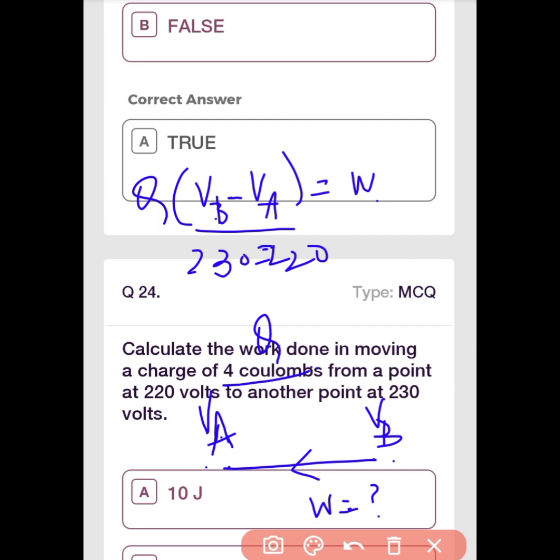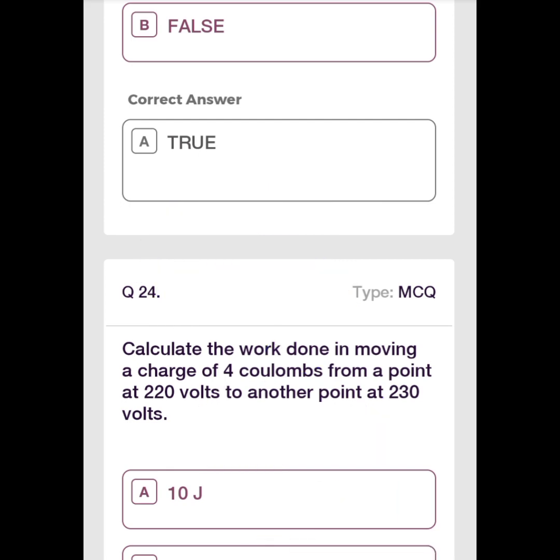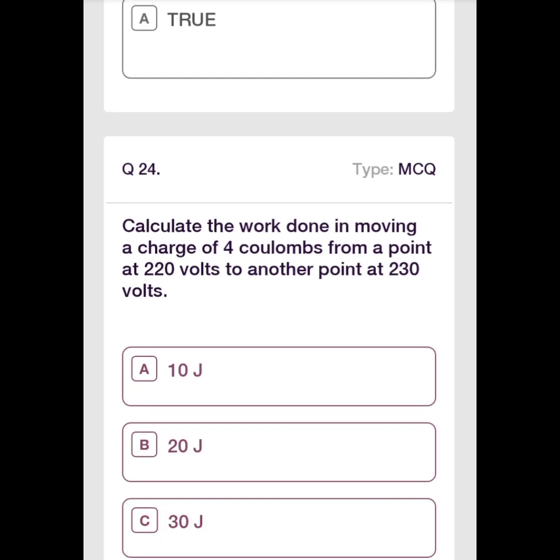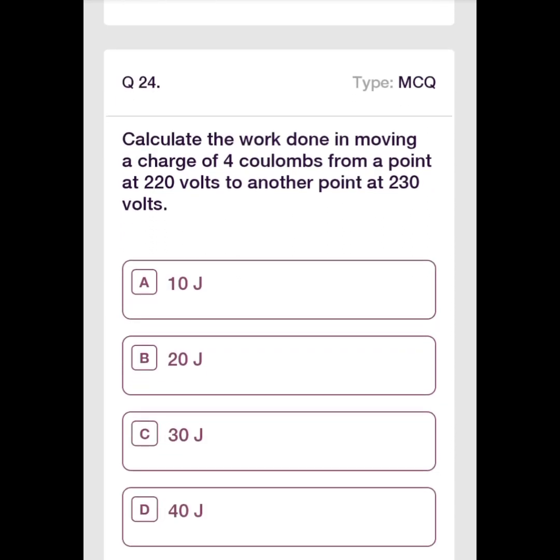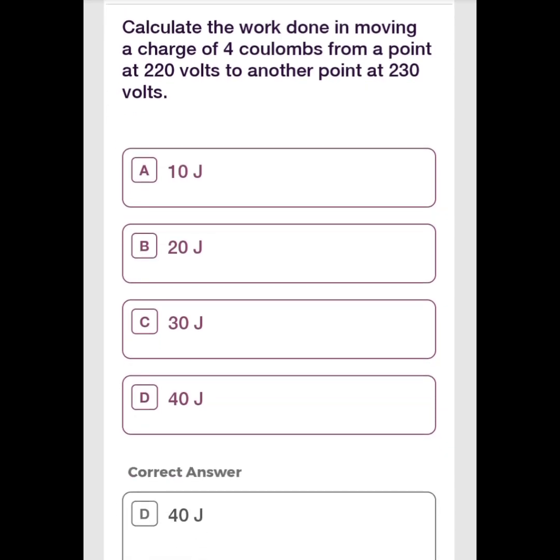Okay, and that into Q. What is Q? Q is 4 coulomb. So 10 into 4, which is 40 joule. So work done is equal to 40 joule. So which is the correct answer? Let us see. The option A is 10 joule, option B is 20 joule, option C 30 joule, and option D 40 joule. 40 joule is the correct answer. That's right. Option D is the correct answer.